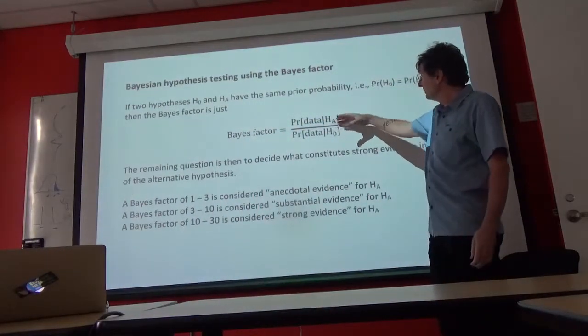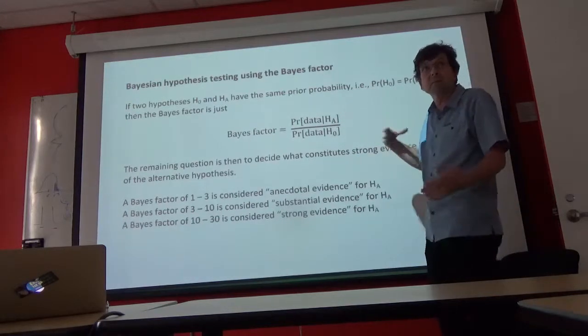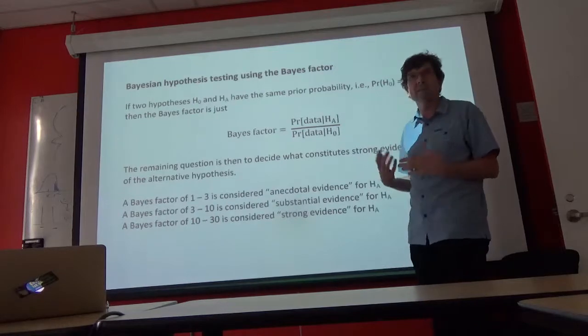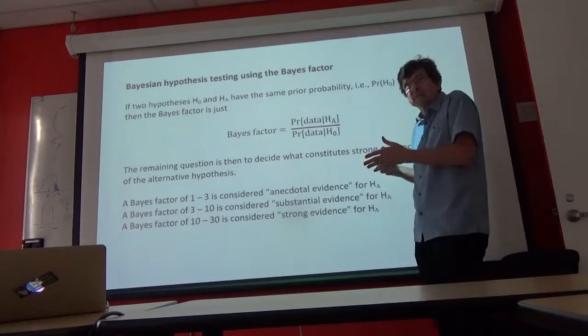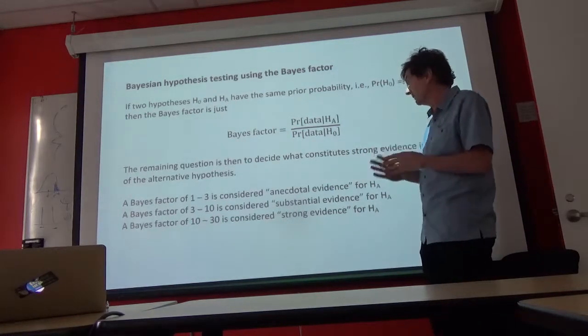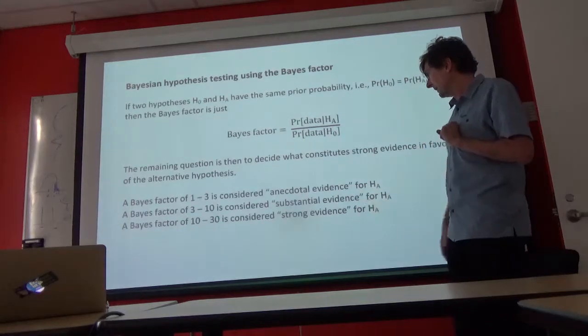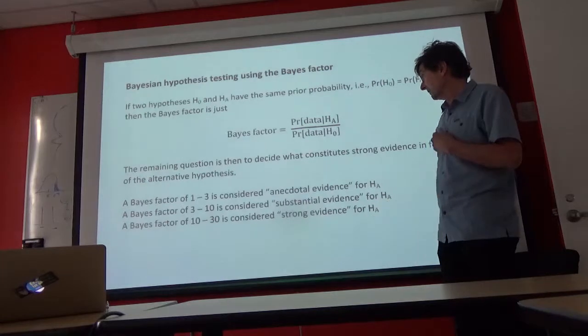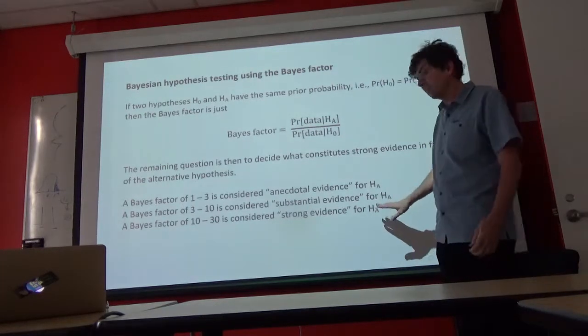So if the posterior probability is only about 3 times higher for HA than for H0, then we say, well, that's not very strong evidence. There's a little bit of evidence in favor of the alternative, but not much. A Bayes factor of 3 to 10, let's consider that substantial evidence. And then a factor of 10 to 30 is considered strong evidence.